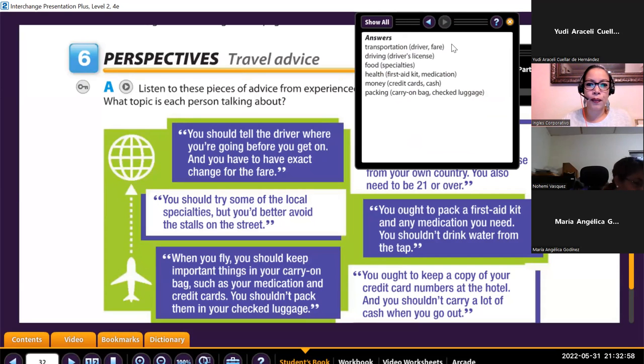Well, the first one, you should tell the driver where you're going before you get on, and you have to have exact change for the fare. So in this one, it's about transportation, driver, fare. Mm-hmm. Then they talk about this. When you fly, you should keep important things in your carry-on bag, such as your medication and credit card. You shouldn't pack them in your checked luggage. Okay, so in this one, it is about health.